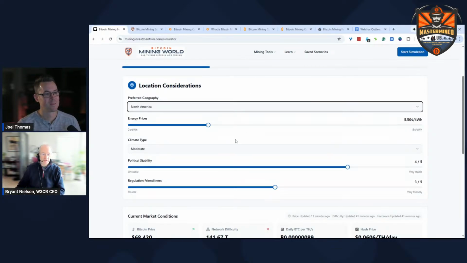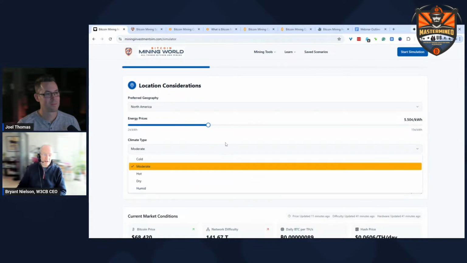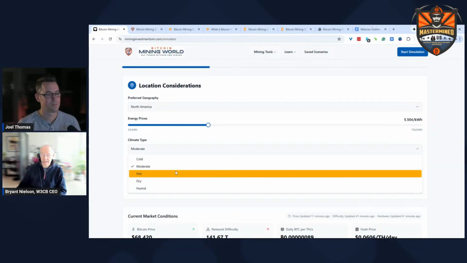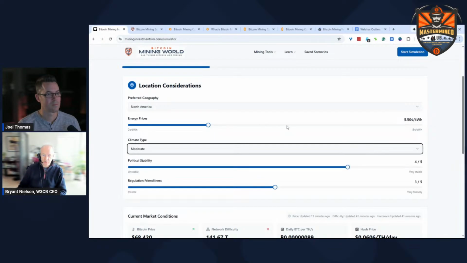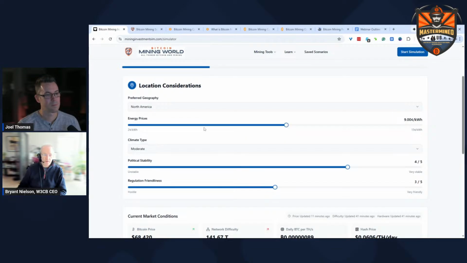You can also choose what type of climate you're going to have. In North America, that could be, say, Minnesota, where it's going to be cold. You could choose a moderate space, say in Tennessee, or a hot space that might even be dry, say Eastern Texas. And you have the ability to play around with the energy price available to you. You can move these things back and forth to represent the space that you are in.